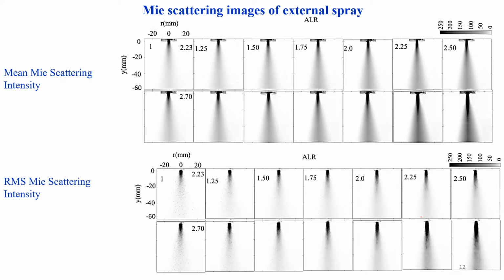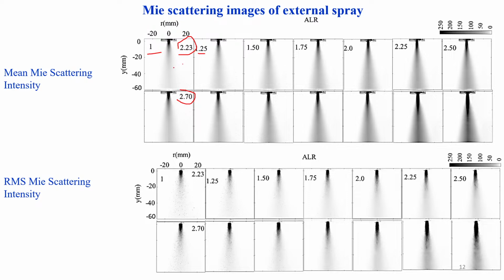Based on the Mie-scattering intensity, we studied the effect of liquid flow rate and ALR ratio at different operating conditions. Here this is the liquid flow rate, and this is the air flow rate. One simple concept is that as the liquid flow rate increases, to achieve the same ALR ratio we need to supply a higher amount of air. This is how the plot is.